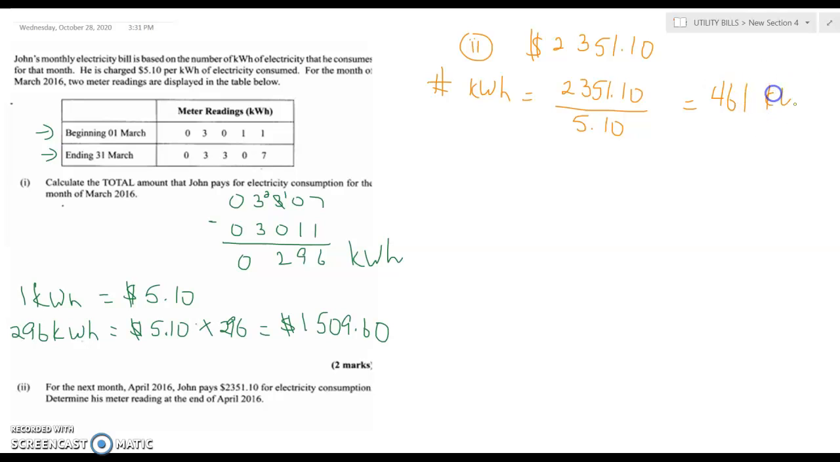461 kilowatt hours. Now, in this question, there was no monthly charge, right? That's why we didn't have to subtract anything from the bill or anything. We just divided it one time. There's no monthly charge. Now, this is how much he used for the month of April.